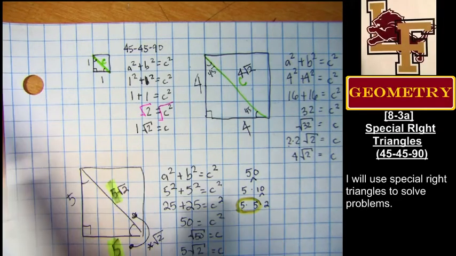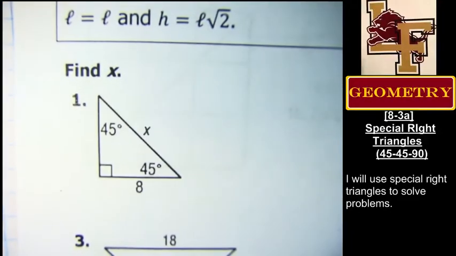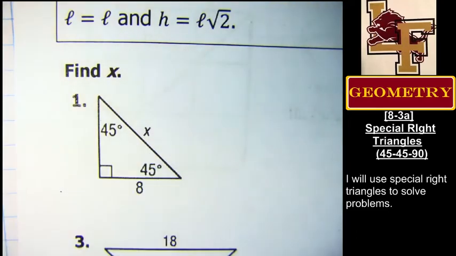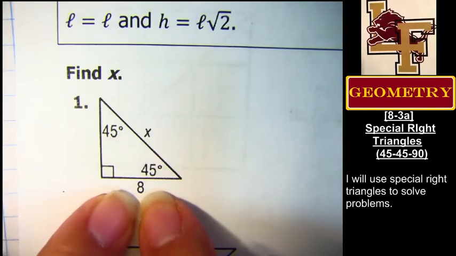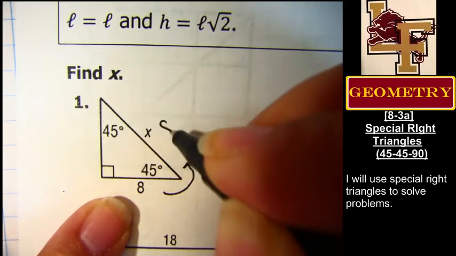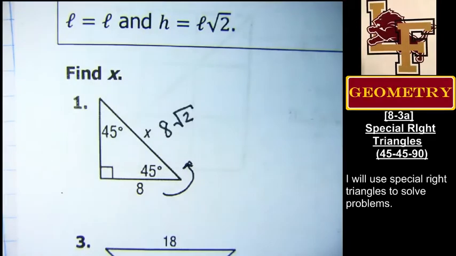All right, let's come over and look at number 1 on our examples. We're given a leg length. For the moment, we're going to come back to the notes. So I have a leg length of 8. What would be my hypotenuse? It's 8 times the square root of 2. That's it, you're done. That's it, because that's the pattern.